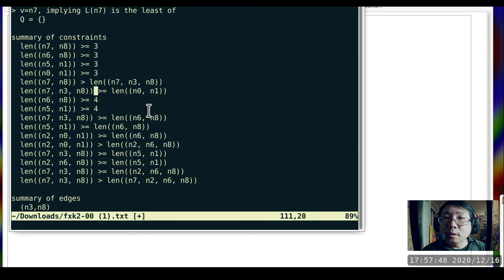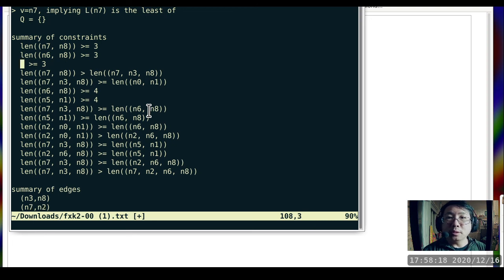And this is supposed to be 4, which is fine because 4 is greater than or equal to 3 is known. Okay. And that's all we have at this point. So now we try to determine what else do we know. We know the length of n5 to n1 is greater than or equal to 3, but it is also greater than or equal to 4. So this constraint is redundant. It is not really needed.